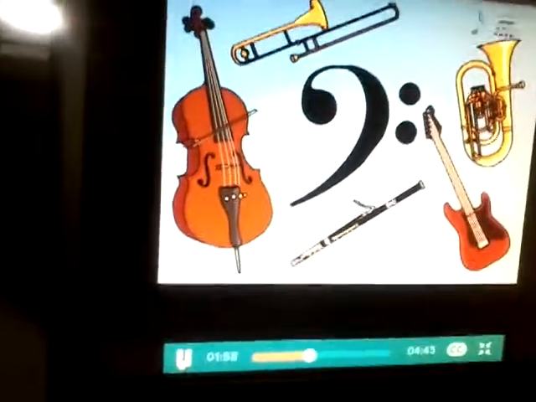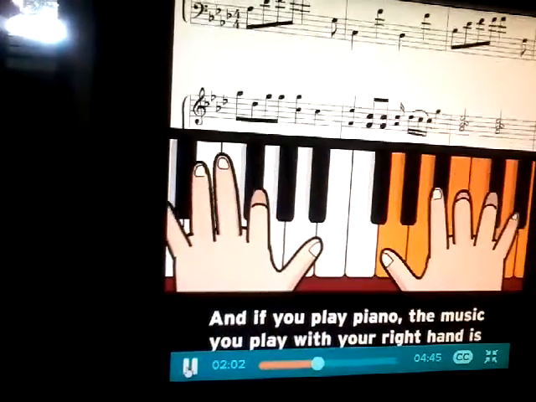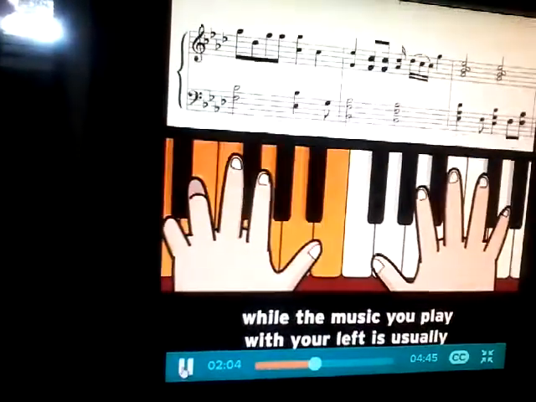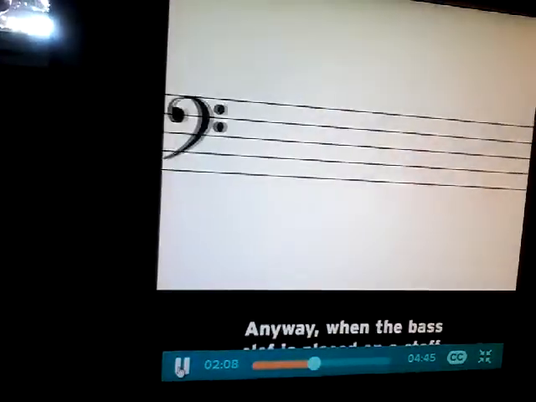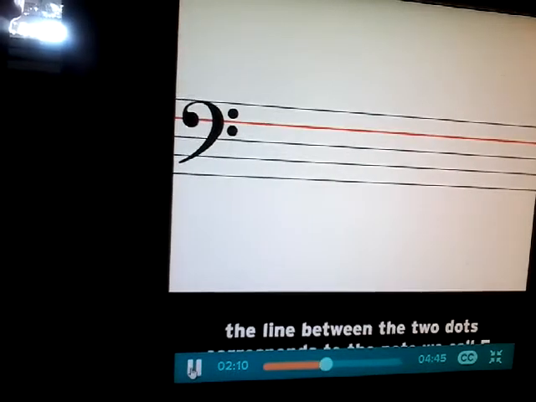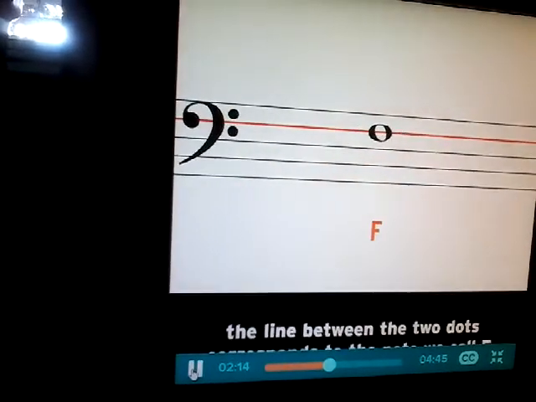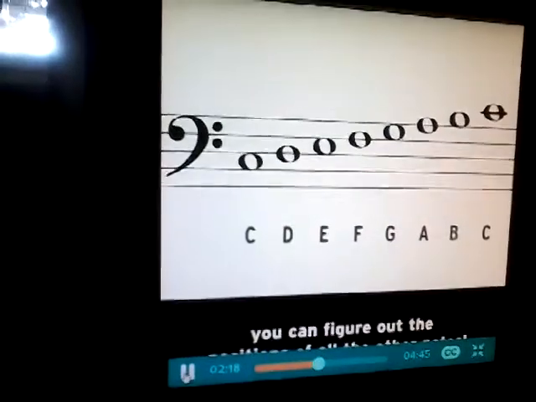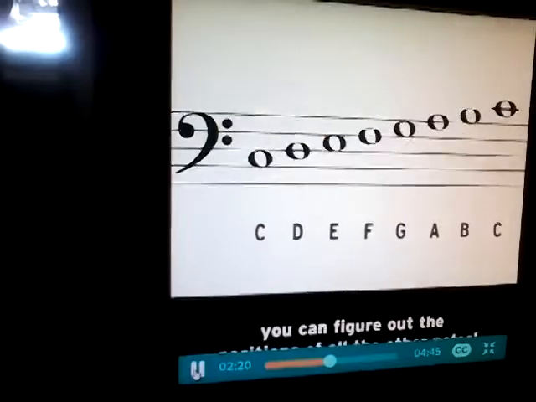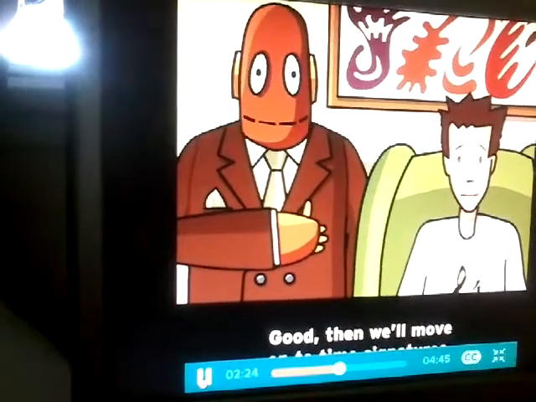And if you play piano, the music you play with your right hand is usually written with a treble clef, while the music you play with your left is usually written with a bass clef. Anyway, when the bass clef is placed on a staff, the line between the two dots corresponds to the note we call F. And just like with the treble clef, once you know where that F is, you can figure out the positions of all the other notes. Get it? Good, then we'll move on to time signatures.